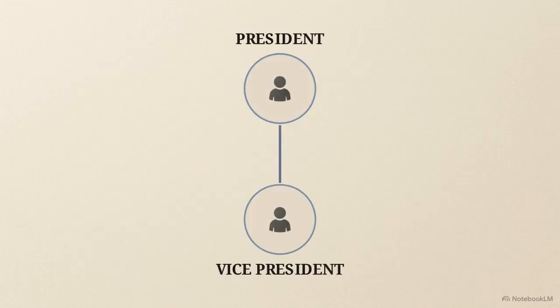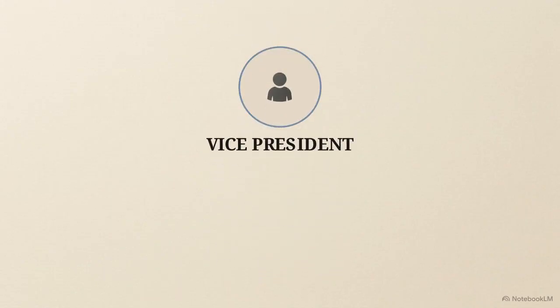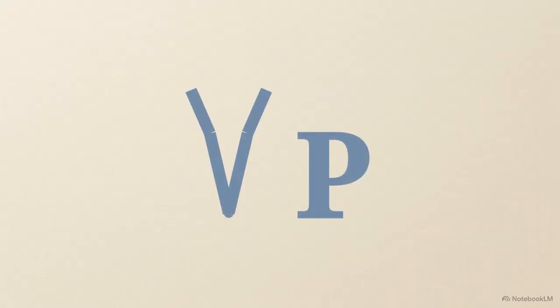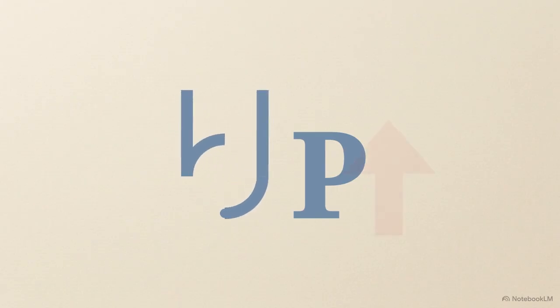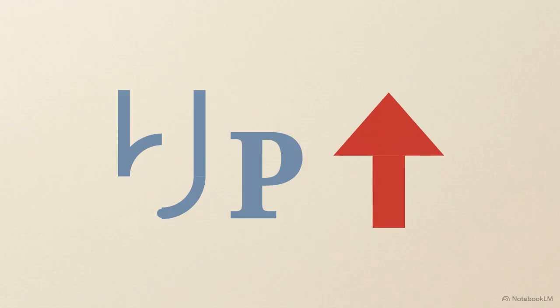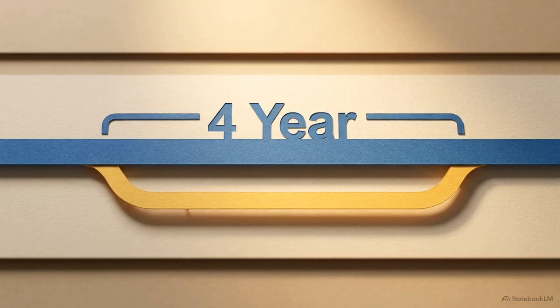Question 29 asks who becomes president if the president can no longer serve. The vice president. This happened in 1974 when Richard Nixon, seen here, resigned, and his vice president immediately took office. If the top office becomes vacant, the vice president moves up. The letters VP actually rearrange into the word UP, which marks the exact direction of the line of succession. These rules establish a firm 4-year timeline for leadership, while ensuring a clear, immediate backup plan is always in place.